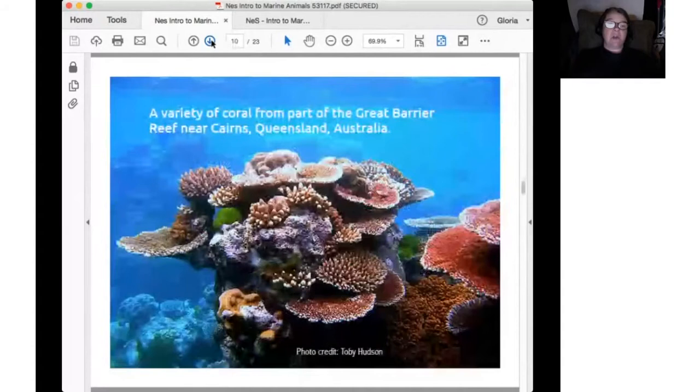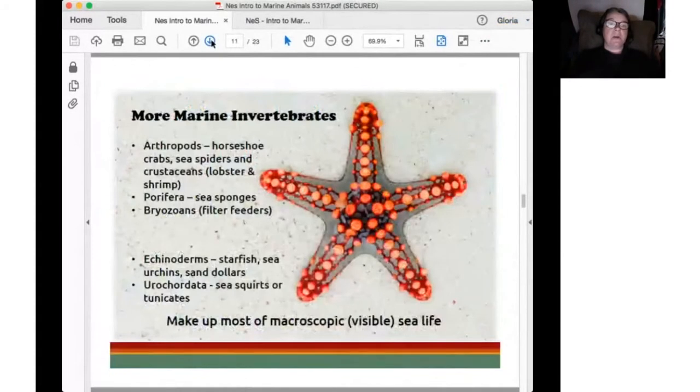Here we have a slide of a variety of coral from part of the Great Barrier Reef near Cairns, Queensland, Australia. Really beautiful scene. This is a famous picture on the internet. Okay, so more invertebrates: arthropods, horseshoe crabs, sea spiders, and crustaceans, such as lobster and shrimp; porifera, which are the sea sponges; bryozoans, which are filter feeders; echinoderms, such as starfish, sea urchins, and sand dollars; Urochordata, which includes sea squirts or tunicates.